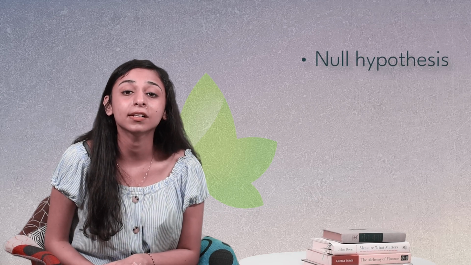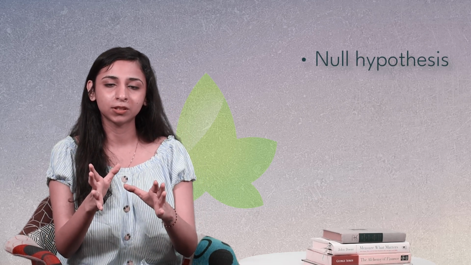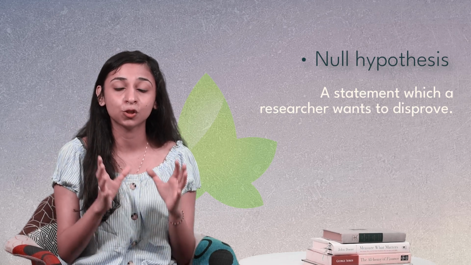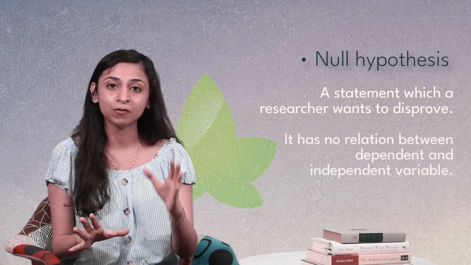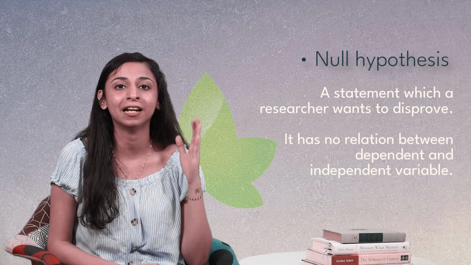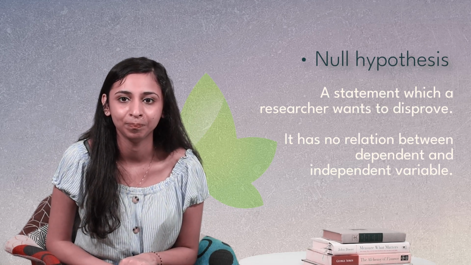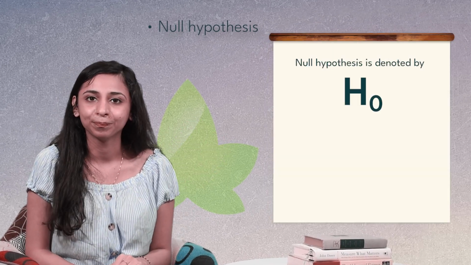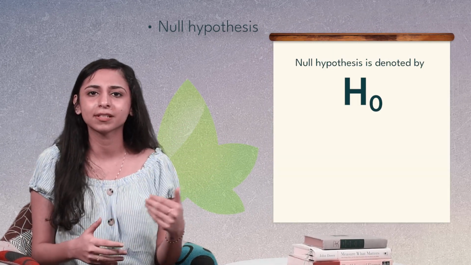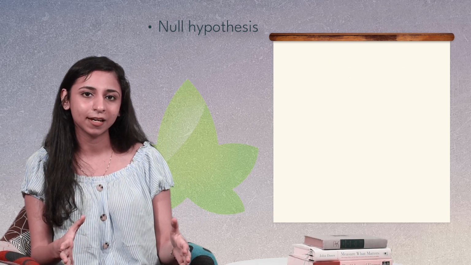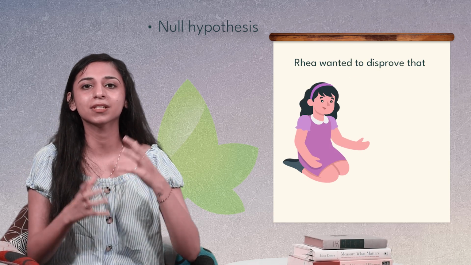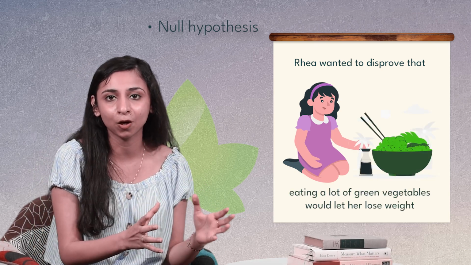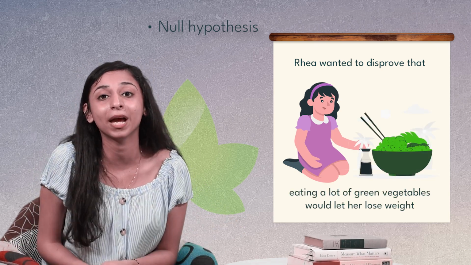Let's now discuss one of the most important hypotheses that exists in a research study, known as null hypothesis. A null hypothesis is a statement which a researcher wants to disprove. It refers to having no relationship between independent and dependent variable. The symbol of null hypothesis is H0. Now let's get back to Riya's example. While presenting her case in front of her parents, Riya came up with this null hypothesis: eating a lot of green vegetables would not lead to any weight loss.